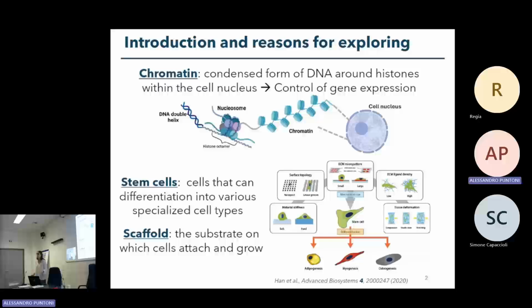So just to introduce some biological concepts, chromatin is the condensed form of DNA within the cell's nucleus, and in this field it is quite important because it controls gene expression, while stem cells are cells that are not differentiated and can specialize into different cell types, either osteogenic cells or neuronal cells. And this could happen when they interact with a substrate that I call a scaffold.